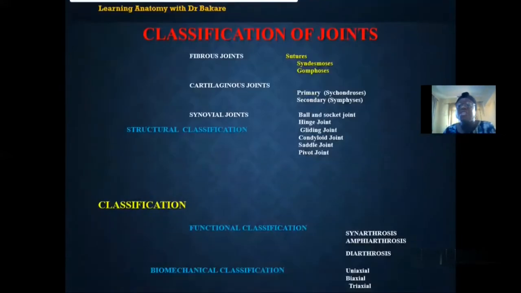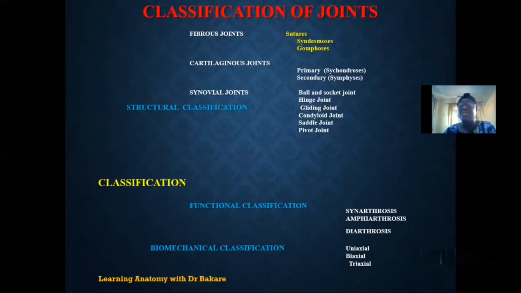So classification of joints. How do we classify joints? Joints are classified on three bases. First is the structural classification. The structural classification is based on how they look, their morphology. Between the point where these two bones come in contact, what is the structure that is helping to hold them in place? And that is what the structural classification entails.